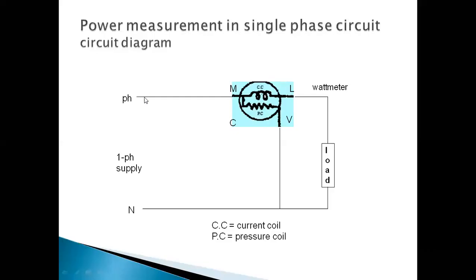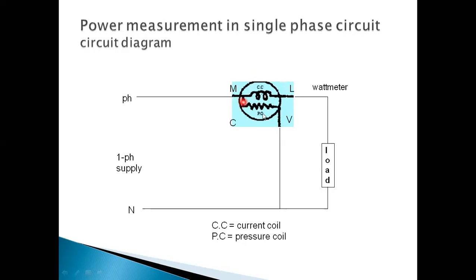As we can see, phase is connected to one terminal of the current coil. The terminals of the current coil are named M and L. Generally, L is connected to the load side. Sometimes M may also be connected to the load side, and we will see that particular situation in our further slides. So when we connect L to the load side and M to the phase, it is clear that the current coil is connected in series with the load, which means the current coil will carry the same current that is carried by the load.